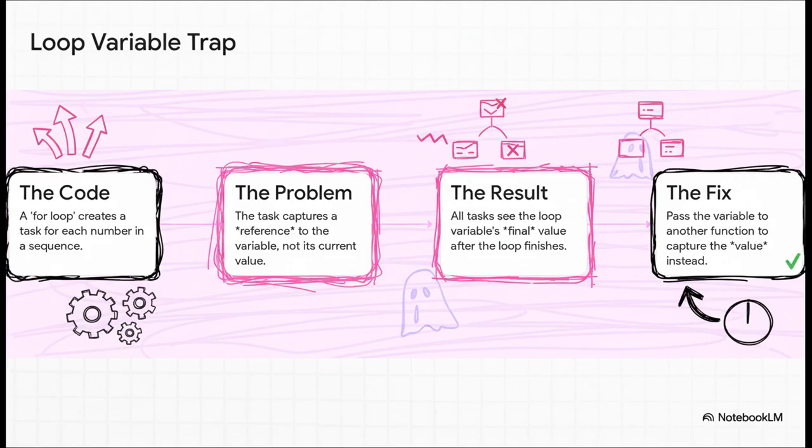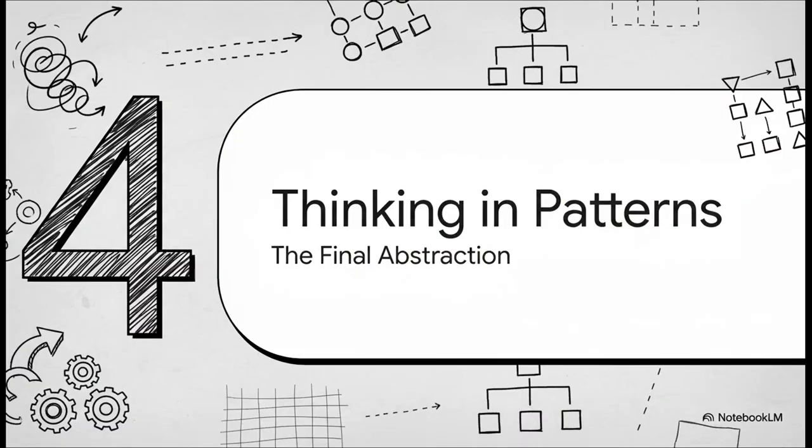So all 20 of your tasks wake up, look at the variable, and think they're supposed to process the number 21. And the fix, which is the crazy part, is so simple. You just pass that variable to another function. That one simple action forces the compiler to capture the value right then and there, not the reference. Problem solved.